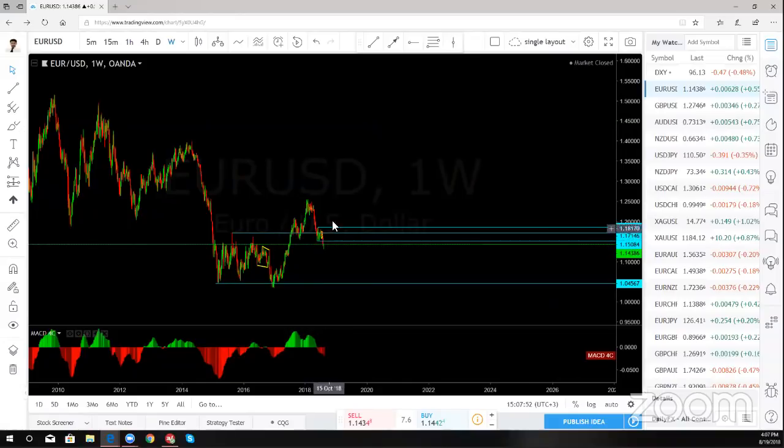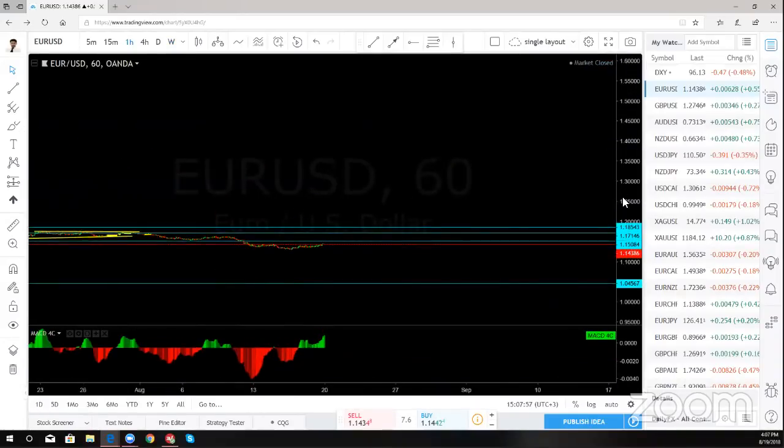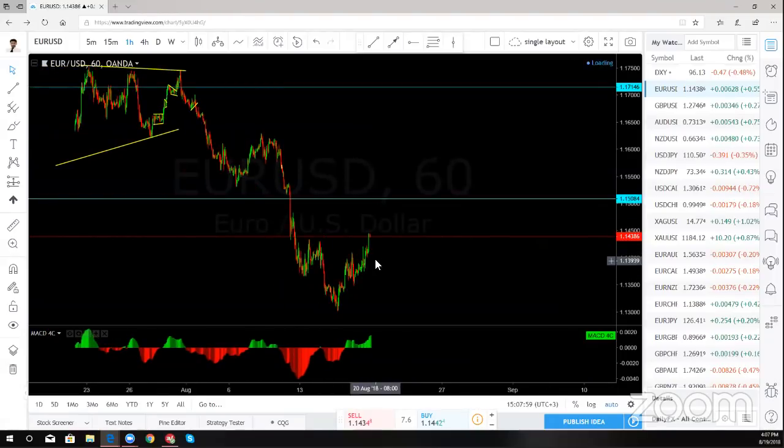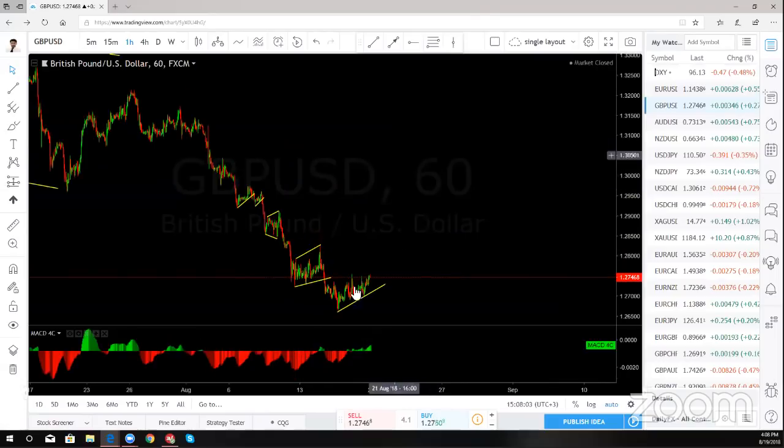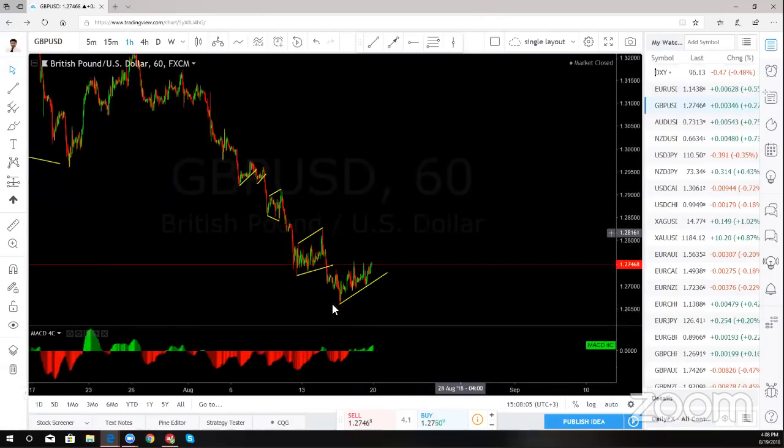So watch this. I think we're going to get some up move here today. Sorry, this week coming. Wait for flags, wait for consolidation, make buys. Pound, pretty much the same thing. Pound is turning too, but Pound is not turning as aggressively as Euro.